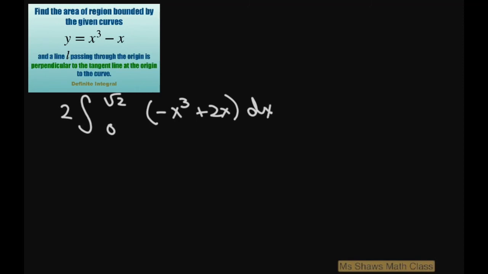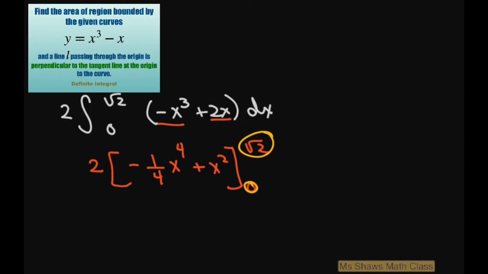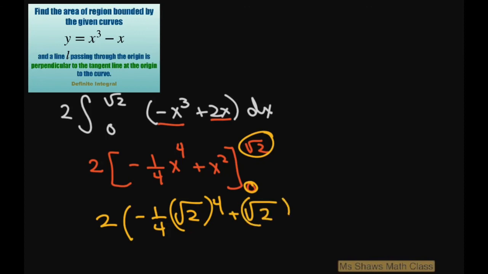Let's integrate, and we get 2 times negative 1 divided by 4, x to the power of 4, plus x squared, evaluated from 0 to square root of 2. We only need to look at the upper bound because the 0 will zero that out. When we substitute, we get 2 times negative 1 over 4 times square root of 2 to the power of 4, plus square root of 2 squared. This piece gives you negative 1, and this gives you plus 2. So this ends up being 2 times 1, which equals 2.